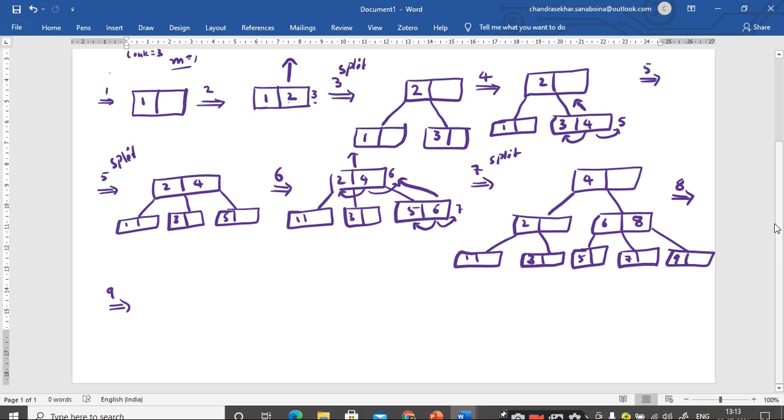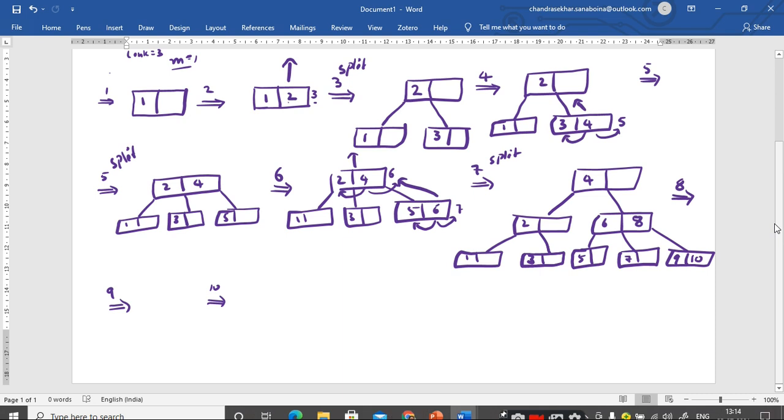Yes, sir. Now the last element, 10. 10 compared with 4, go to its right child. 10 compared with 6 and 8, go to its right child. 10 compared with 9. Since there is a vacant position here, I insert 10 as the adjacent element to 9. So this is how we construct a B tree.